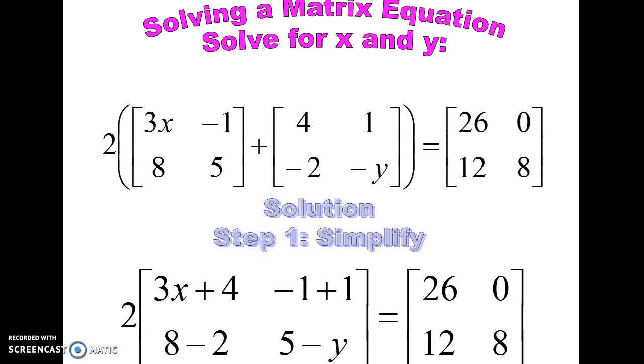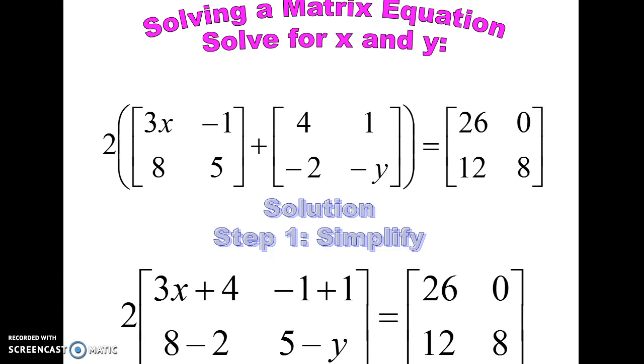So when we do that, you get 3x plus 4. We're taking negative 1 and adding 1. 8 and adding negative 2. And 5 and adding negative y. Then the right side's staying the same. We're not touching it. We're just rewriting it. And then the matrix that we have combined, we're going to multiply it by 2.